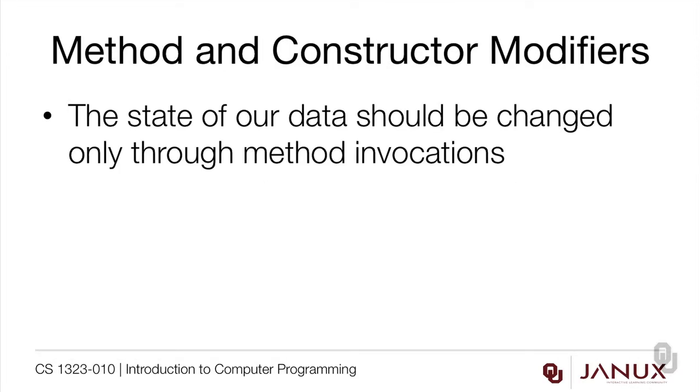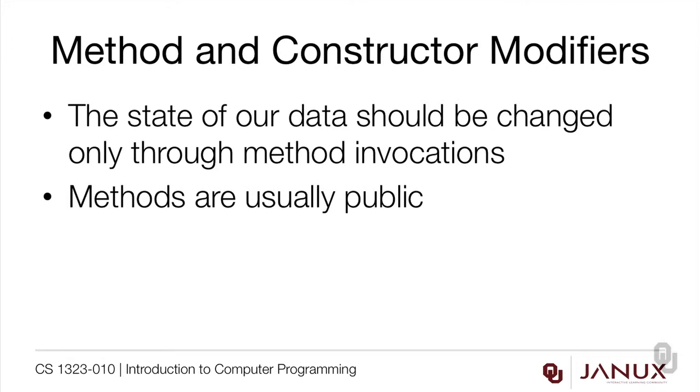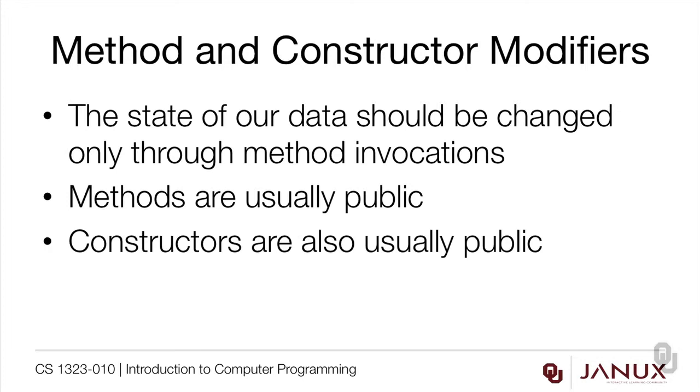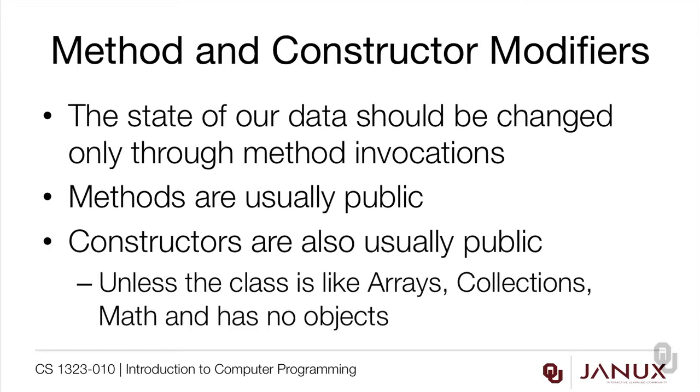Now, methods and constructors are a little bit different. The state of our data should be changed only through method invocations, and construction, of course. So these things are what are controlling the state of our data, and it's the responsibility of those methods to make sure that data is only changed in ways that are legally permitted. This means that methods are usually public. Now notice usually, not always. Constructors are also usually public.